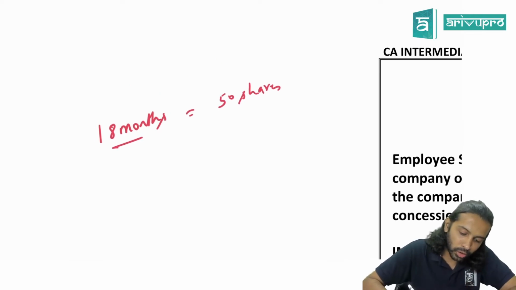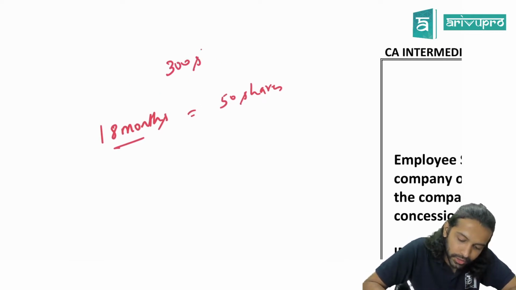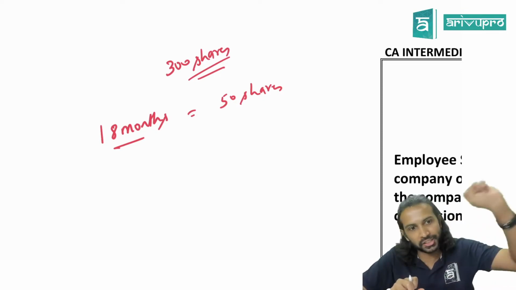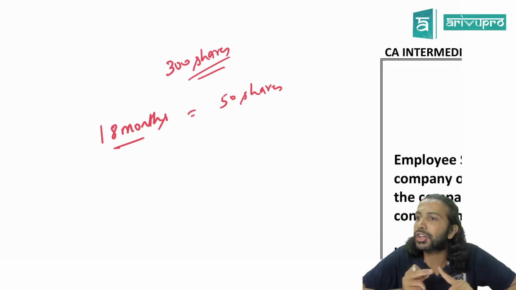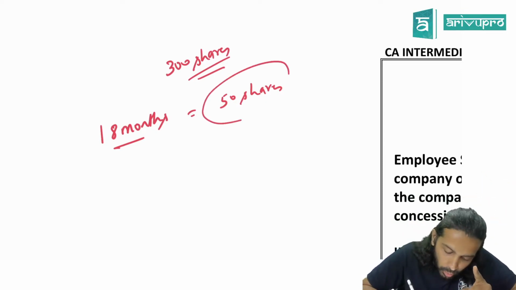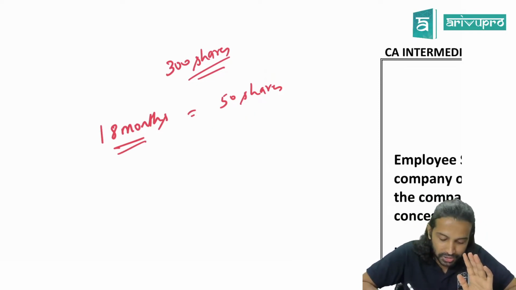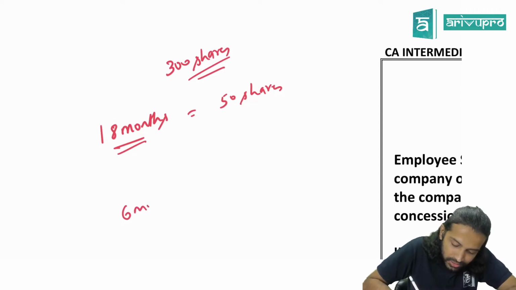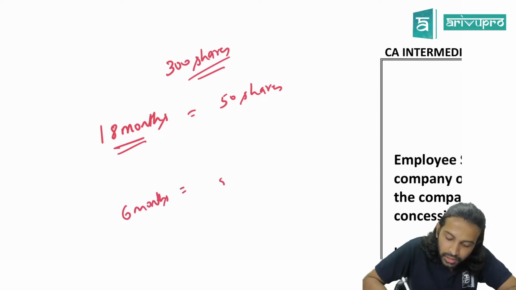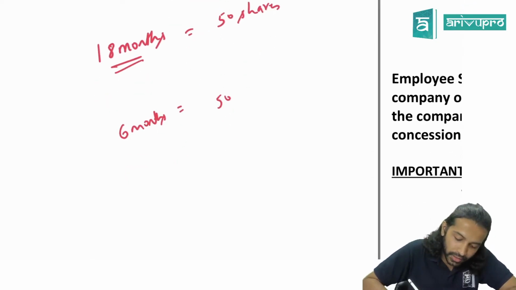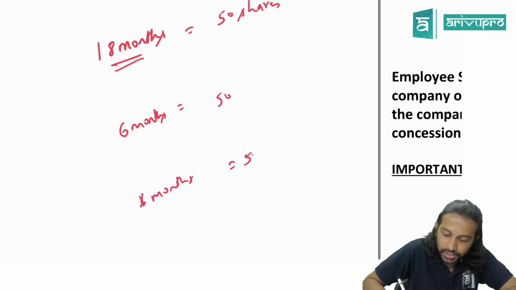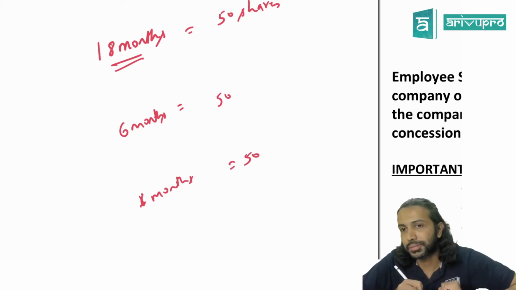They told me I have a basket of 300 shares. When I joined, in my offer letter, they mentioned these many shares I will get. But when will I get the first installment of shares? Only after 18 months. If I work 18 months, I will get 50 shares. Then 6 months later, another 50 shares. Then another 6 months later, another 50 shares. Like this, they had structured it.